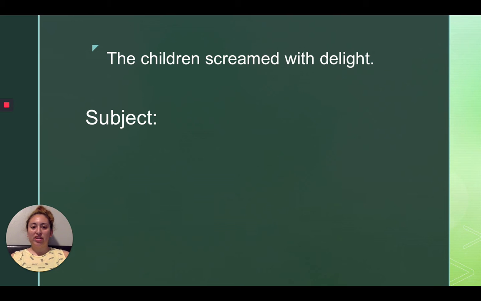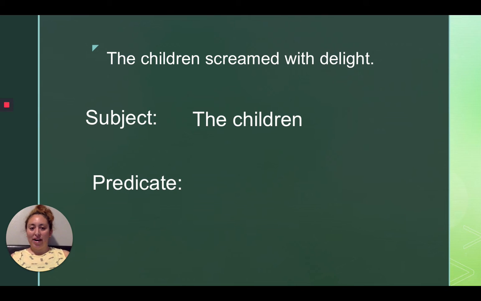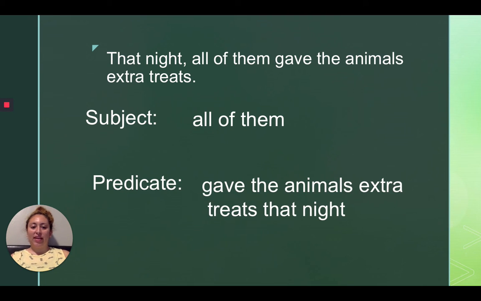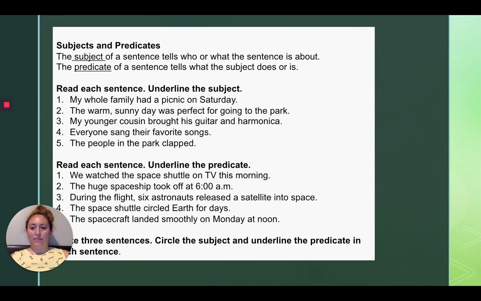The children screamed with delight. Subject, the children. And predicate, screamed with delight. That night, all of them gave the animals extra treats. What do you think the subject is? All of them. And the predicate, gave the animals extra treats that night. You got it.